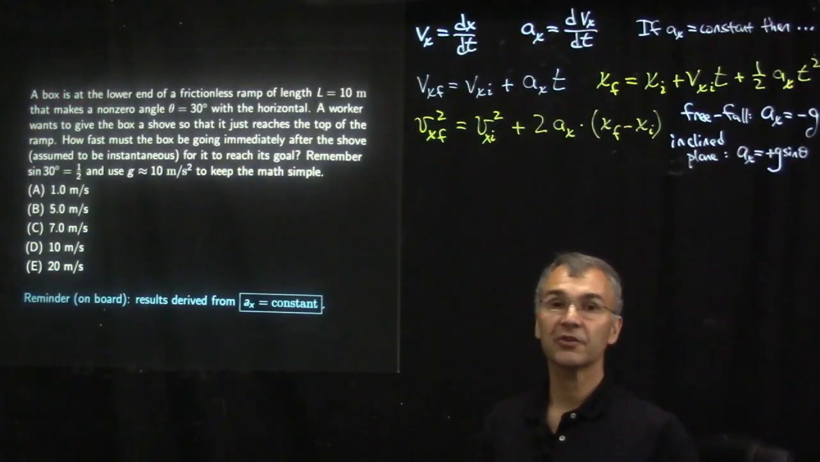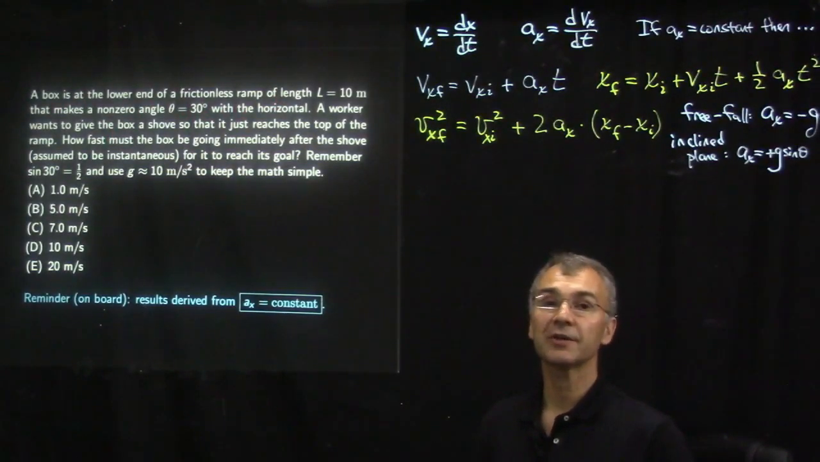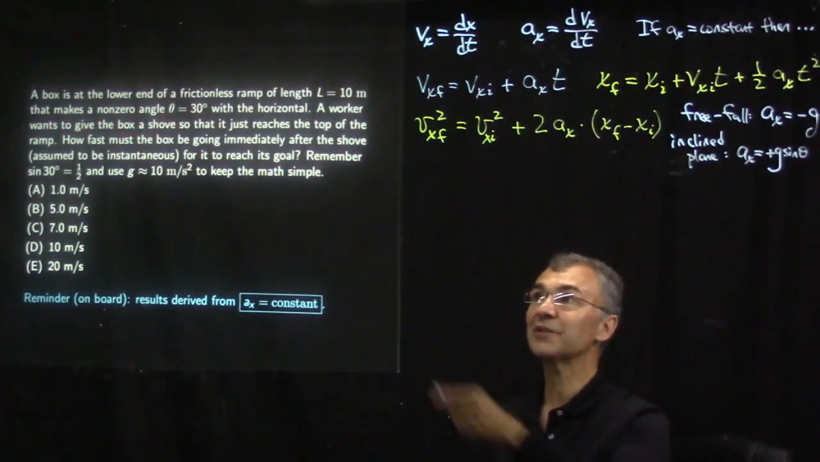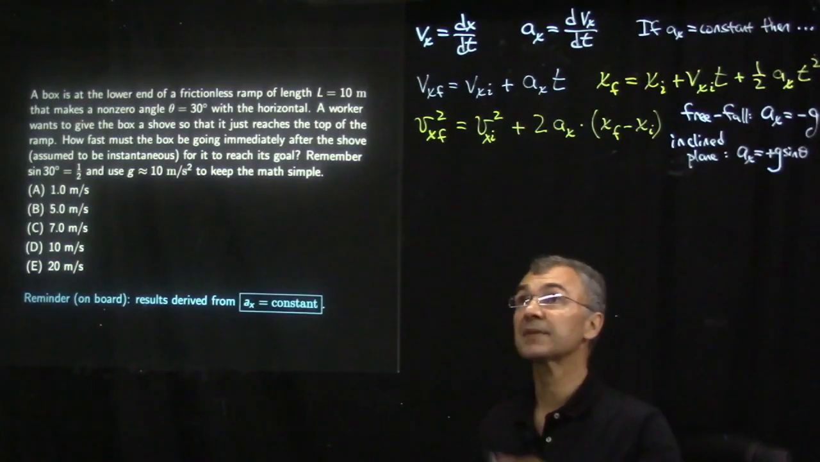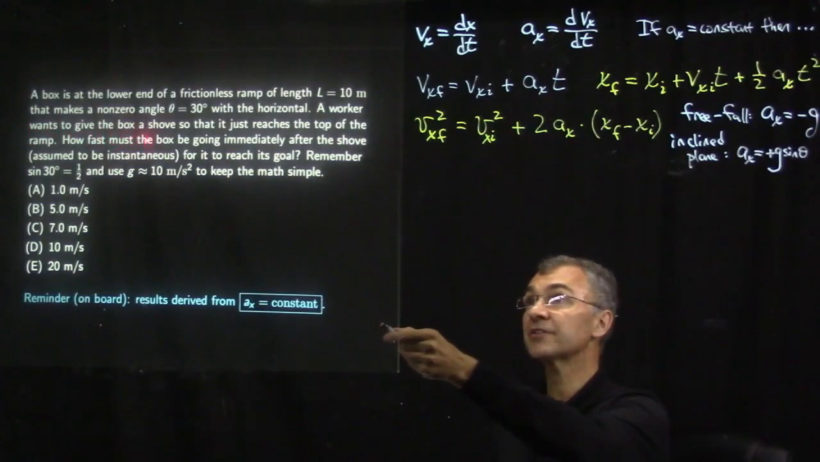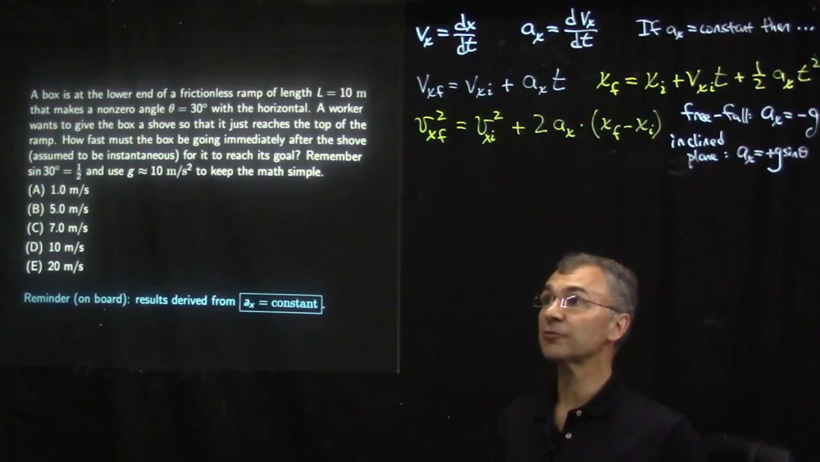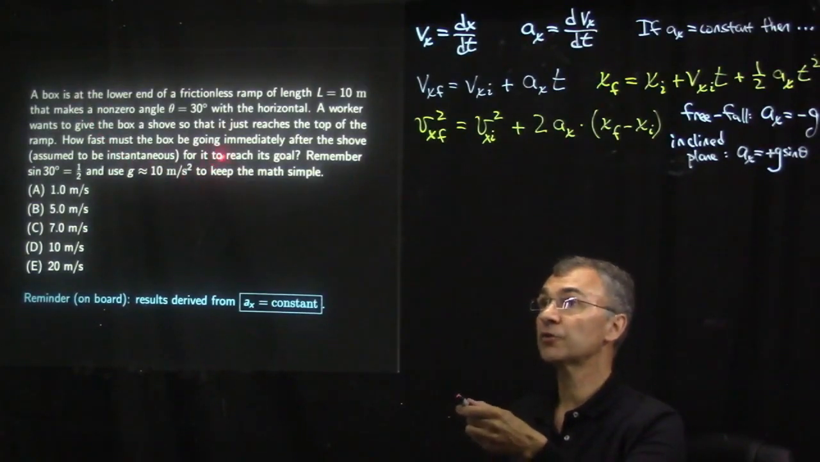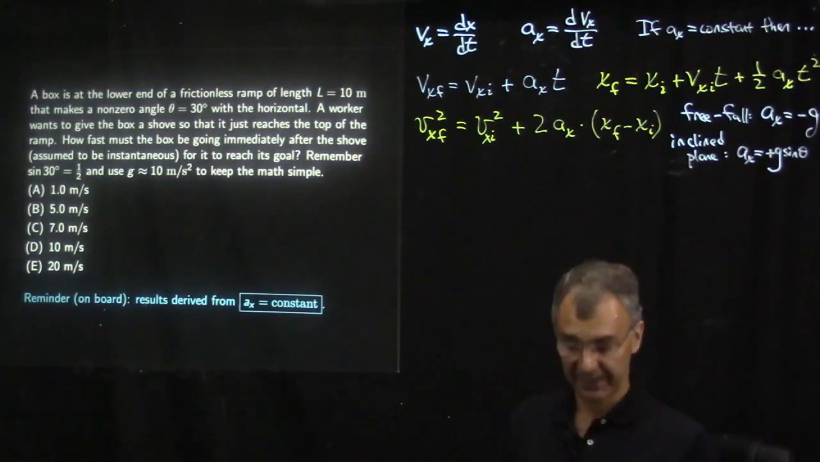A box is at the lower end of a frictionless ramp whose length is L equals 10 meters. And the ramp makes a non-zero angle, 30 degrees, with the horizontal. This sounds like an inclined plane problem. A worker wants to give the box a shove so that it just reaches the top of the ramp. How fast must the box be going immediately after the shove, which is assumed to be an instantaneous shove, like a kick, in order for the box to reach its goal? Okay, and then we can remember some math stuff.